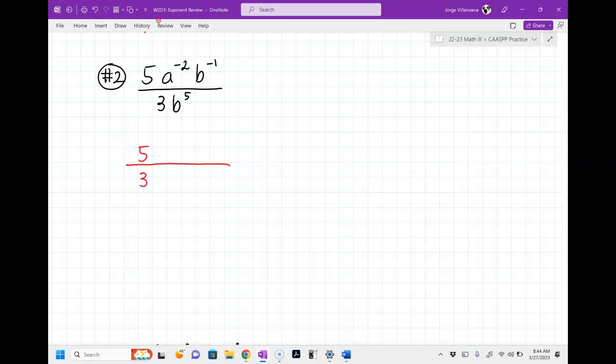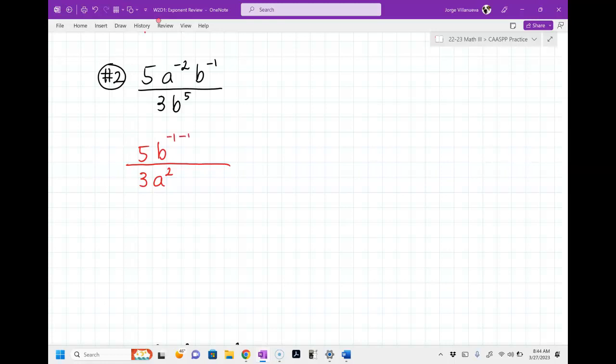Now, my a term. There's nothing else I can do to the a on top. There is no a on the bottom, but it says a to the negative 2 power. So I got to fix that. So that's going to become a to the positive 2 power on the bottom. Okay? And then my b term, well, I know I have one on top and bottom, so I'm going to write, you always put it on the numerator, okay? Whenever you're going to do your addition and subtraction, always put it on the numerator.